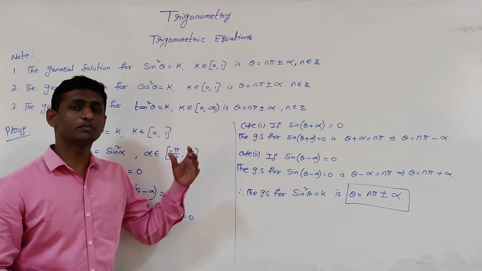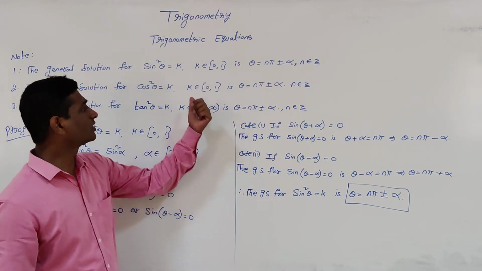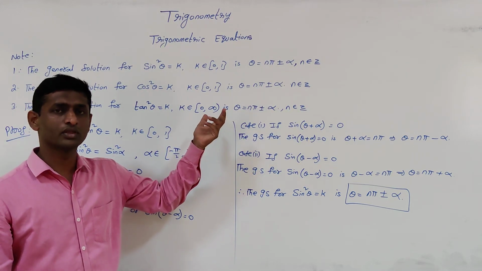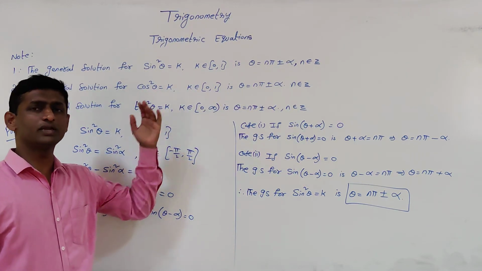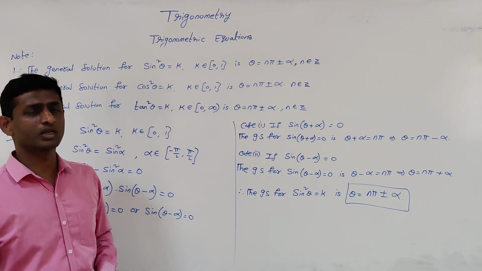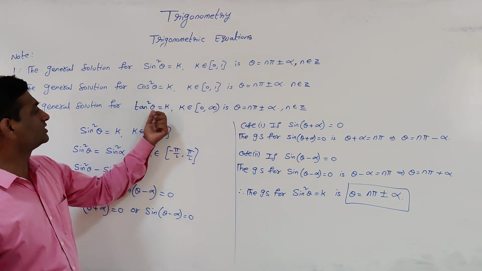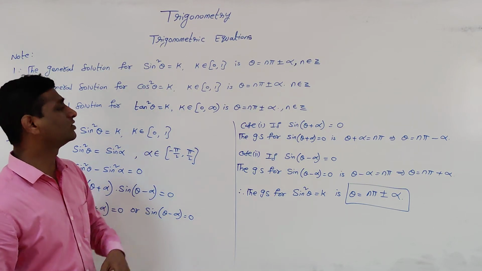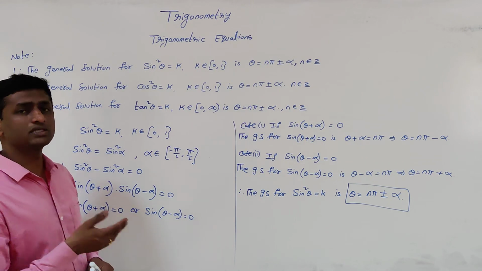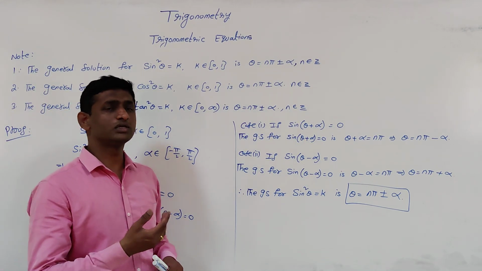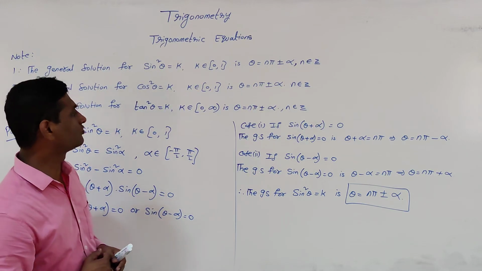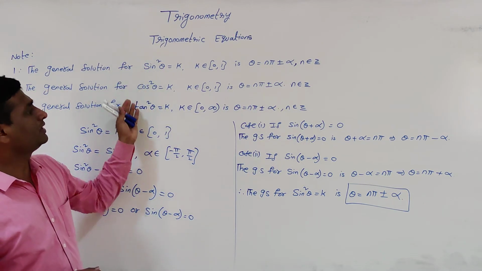Similarly, you can try for cos square theta is equal to k, that is cos square alpha, and take it to the left hand side. It will be in the form of cos square a minus cos square b. For the third one also the proof is similar. Tan square theta is equal to tan square alpha. Tan square theta means sin square theta by cos square theta is equal to sin square alpha by cos square alpha. You can try the proof for this.